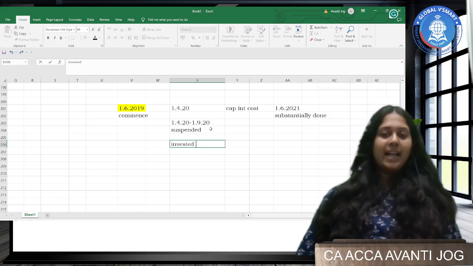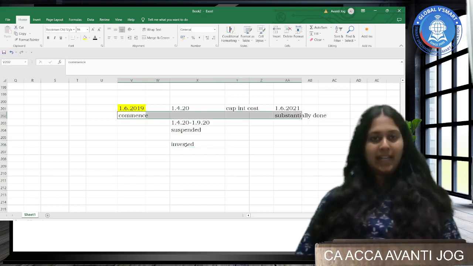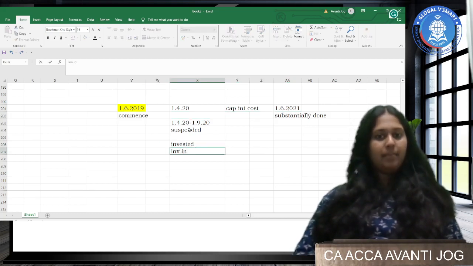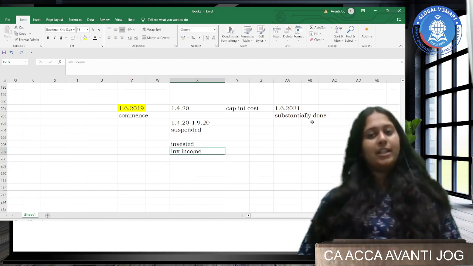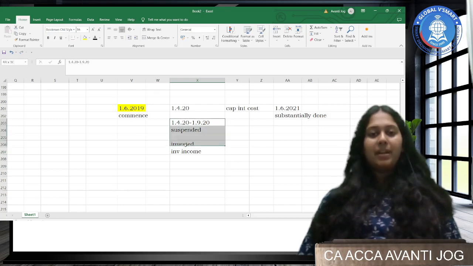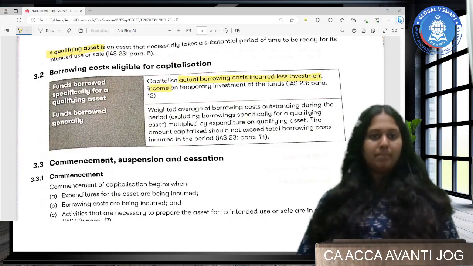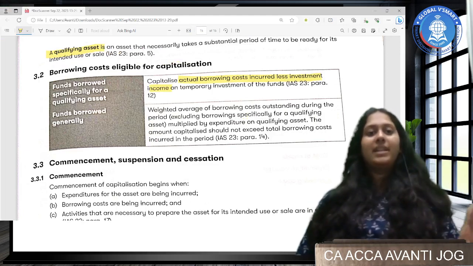So what the IAS says is that, just as we are giving you the interest expense to capitalize, because that is your interest expense, these funds invested somewhere would give you investment income. This will be deducted from your interest expense. So for as much time as you invested these funds, this investment income will be deducted from your expense. Okay? This is the story if the funds are specifically borrowed for that asset.